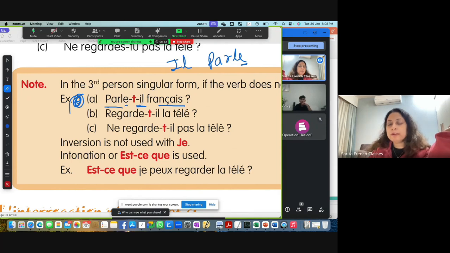So both vowels will clash. Fine. So to avoid this, we just put T. There's no meaning of T, nothing like that. Just to avoid the clash of two vowels, we use T. And it happens only with il, elle singular, and only for questions.